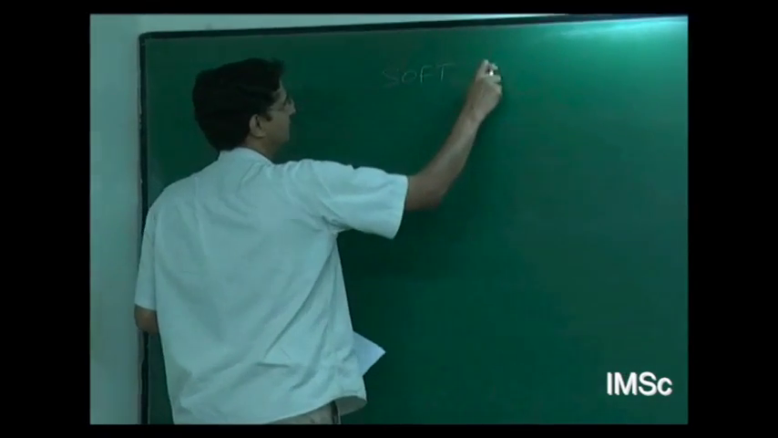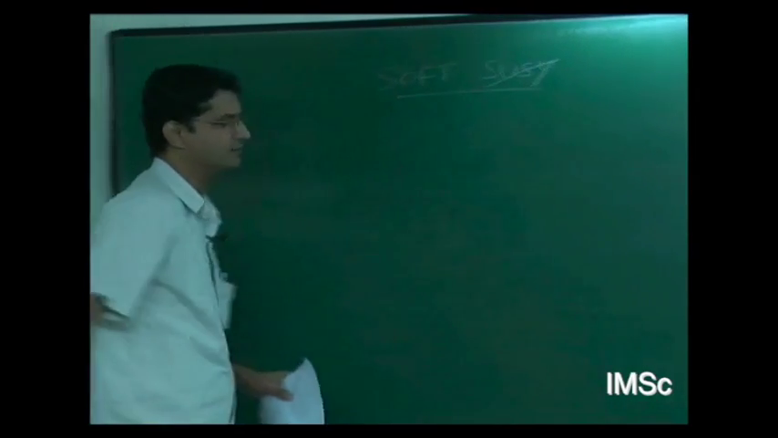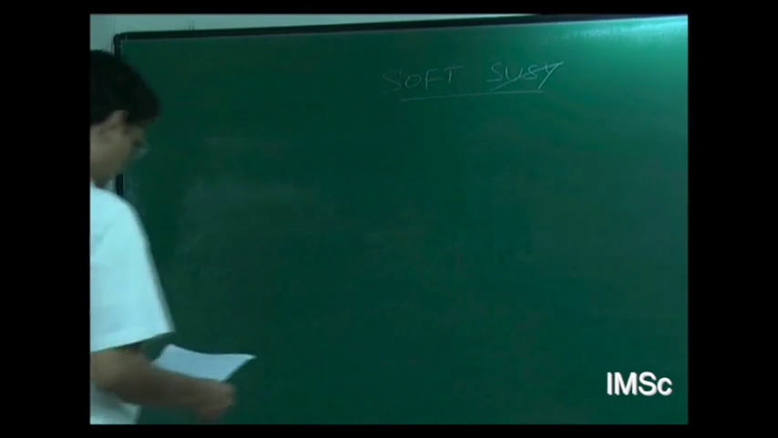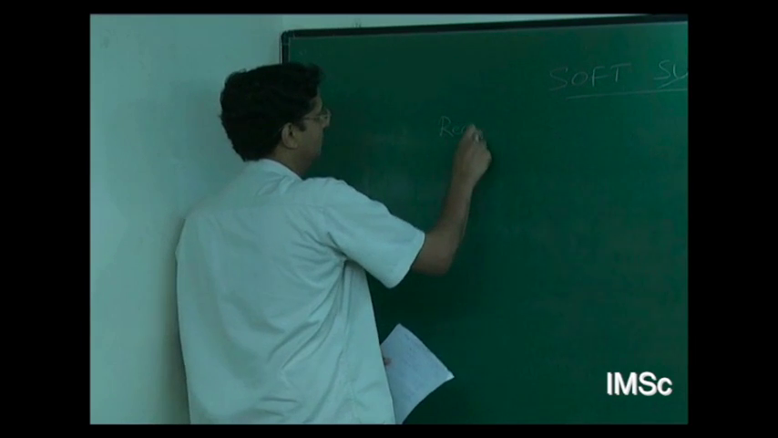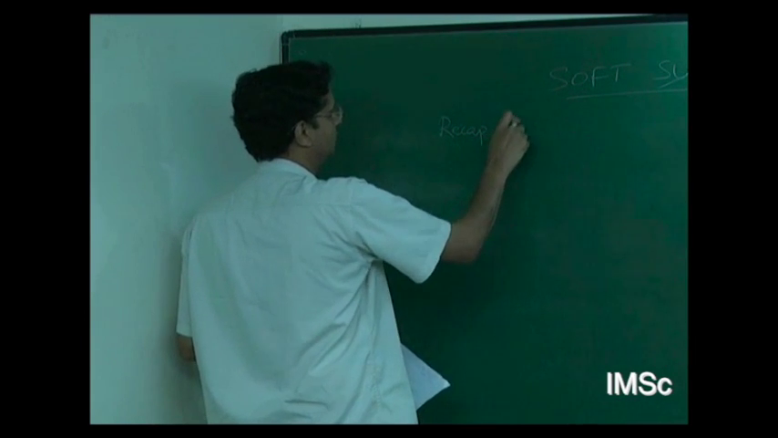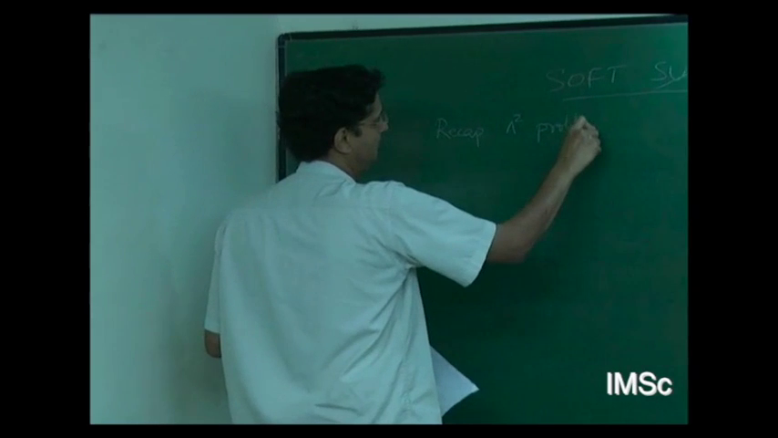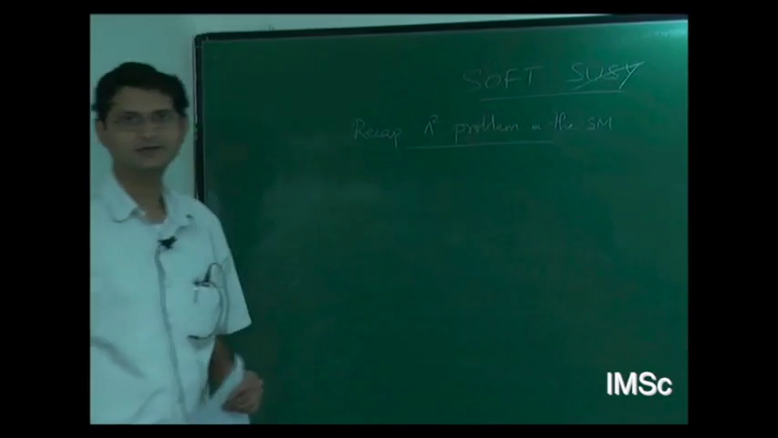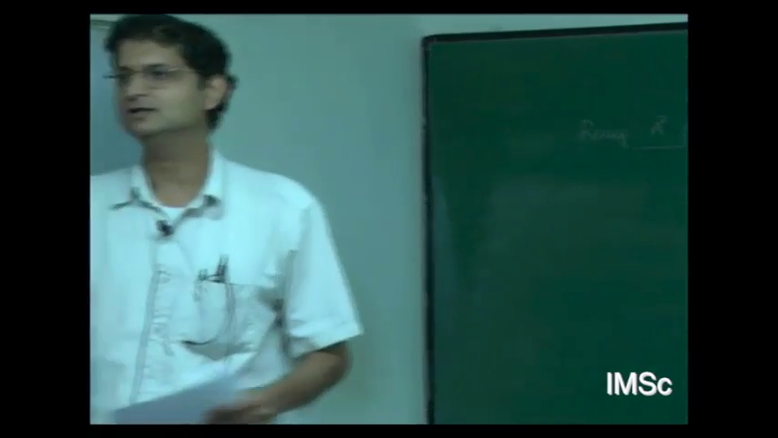Okay, so what I will do to start with, at least, is soft supersymmetry breaking. Let's recap what the problem is in the Higgs sector in the standard model. This quadratic divergence problem, the lambda squared problem in the standard model. We all know that the Higgs sector is unstable in the standard model. What exactly is the origin of that? You all know that it is to do with the two-point function.